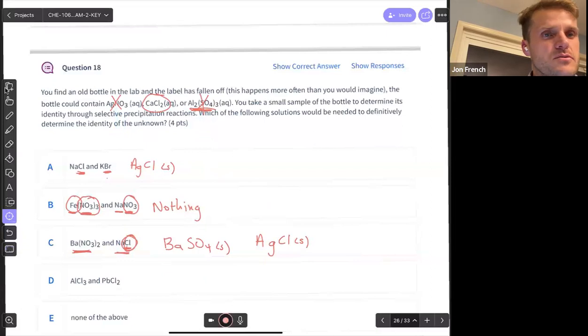So yeah, you would just use the solubility table. I didn't have it here to paste it into the question. And correct, they're solid because they are insoluble, right? Barium sulfate is insoluble. Silver chloride is insoluble.